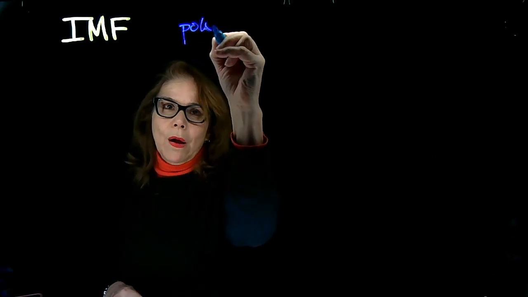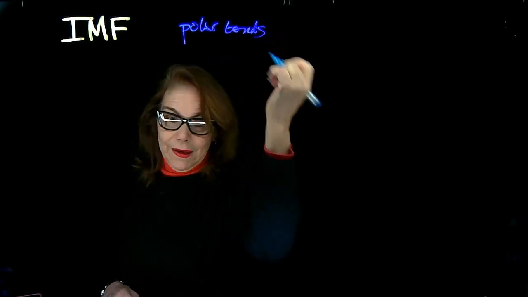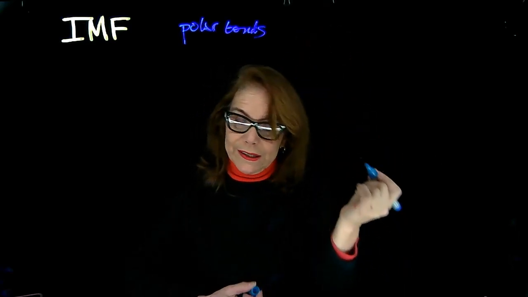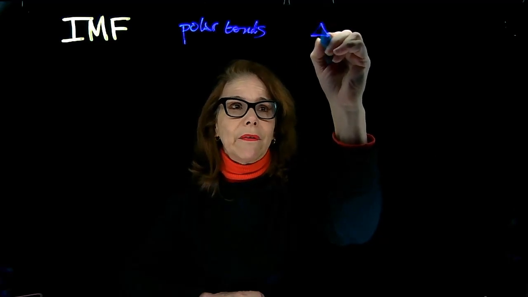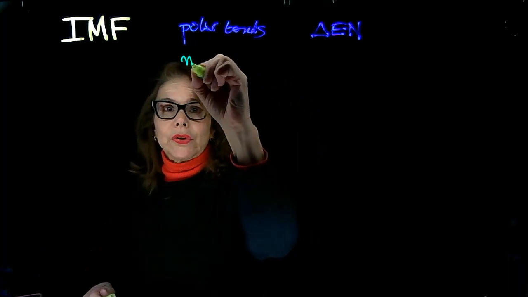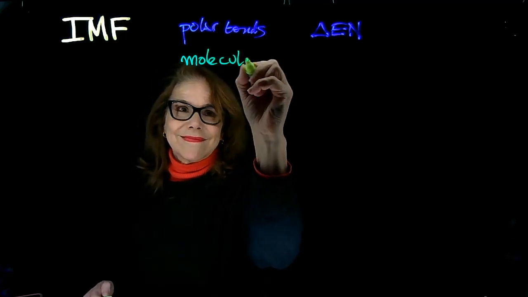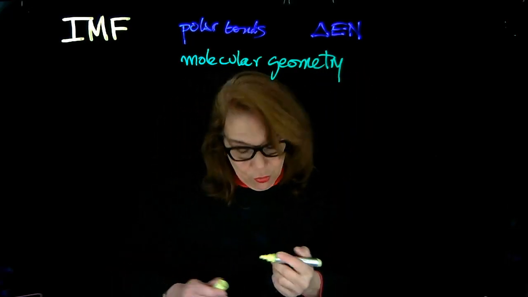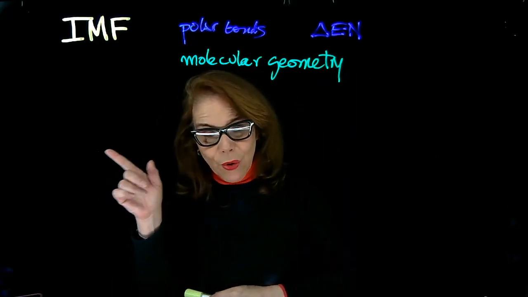Now, to understand those forces, there are a couple of things that we need to take into account. One is we need to be able to determine if we have polar bonds. And for that, I need to see where my atoms that are bonded are in the periodic table and determine if we have differences in electronegativity. That's one factor that we need to take into account. The next one is the molecular geometry. And we're going to see examples of that because some molecules may have polar bonds, but overall may not be polar.